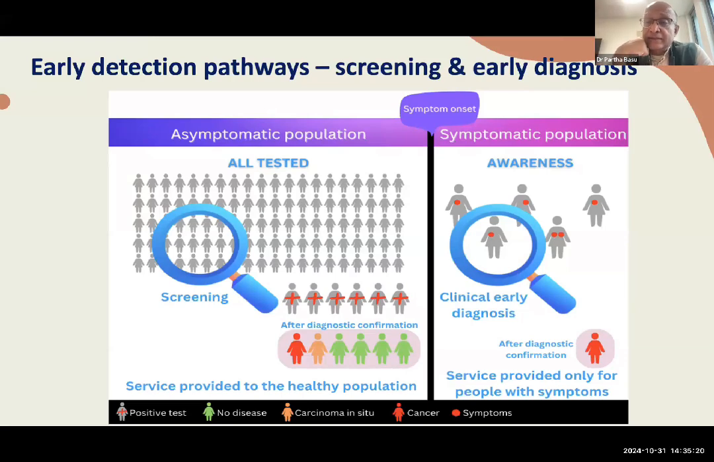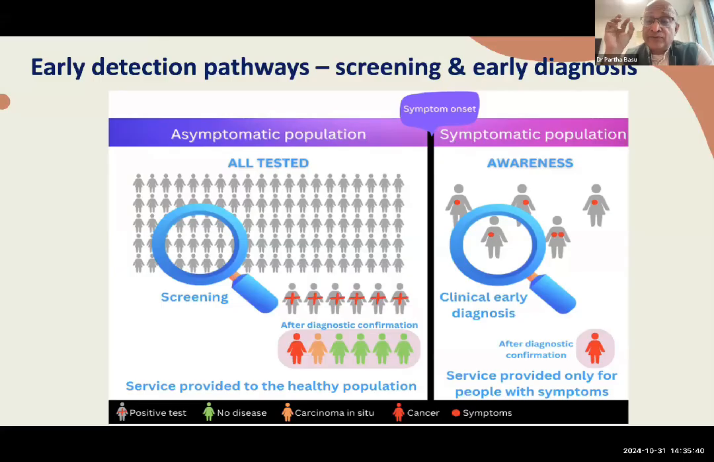It is a useful initiative, a useful public health intervention in terms of saving lives from breast cancer. It does achieve significant downstaging of the disease, but it is very complex to implement, especially in low and middle income countries.